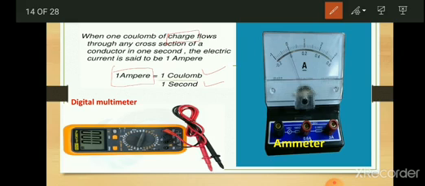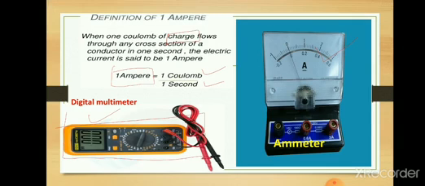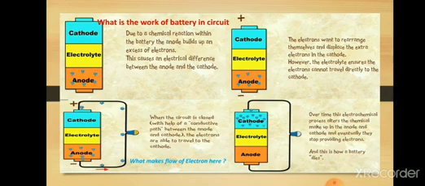This is measured with an ammeter. Nowadays we are using multimeters. This multimeter not only measures the flow of current but also other parameters. Student, I hope you get the idea of flow of current.